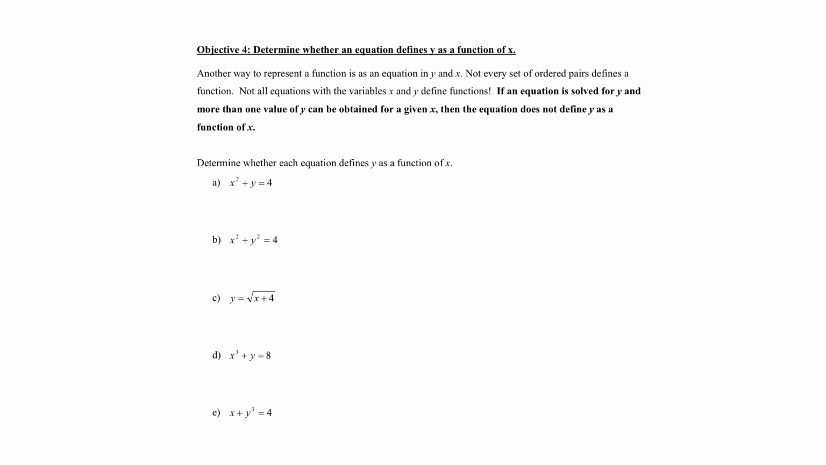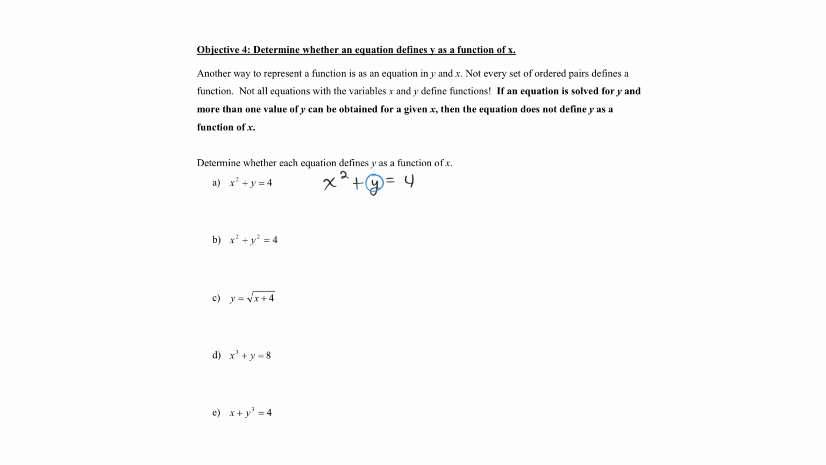So for example A, we're asked to determine whether each equation defines y as a function of x. And the first one says x squared plus y equals 4. So we need to take that equation, x squared plus y equals 4, and solve it for y. So when we say that again, what do we mean? We mean to isolate y on one side of the equation. And it's a fairly simple matter to do that.